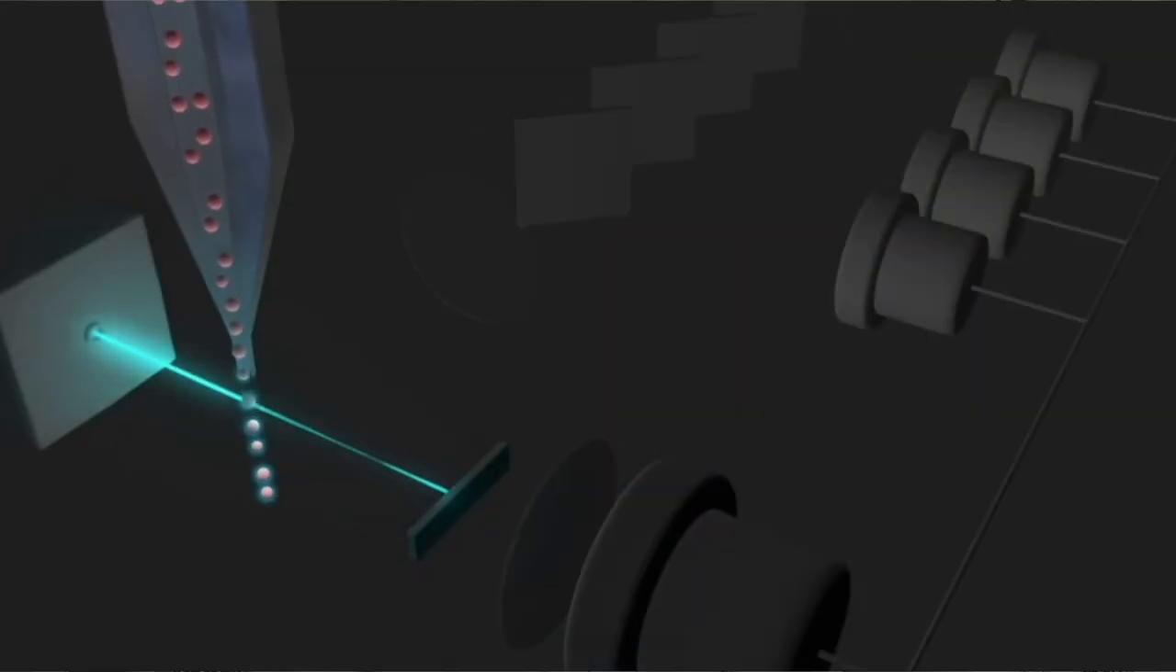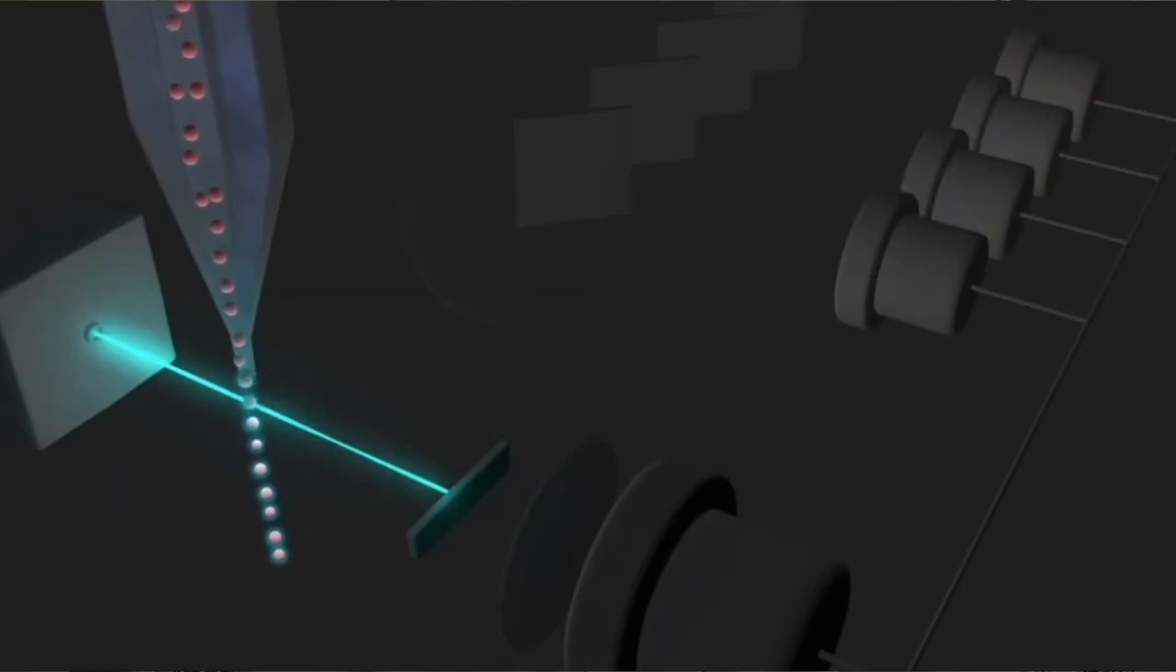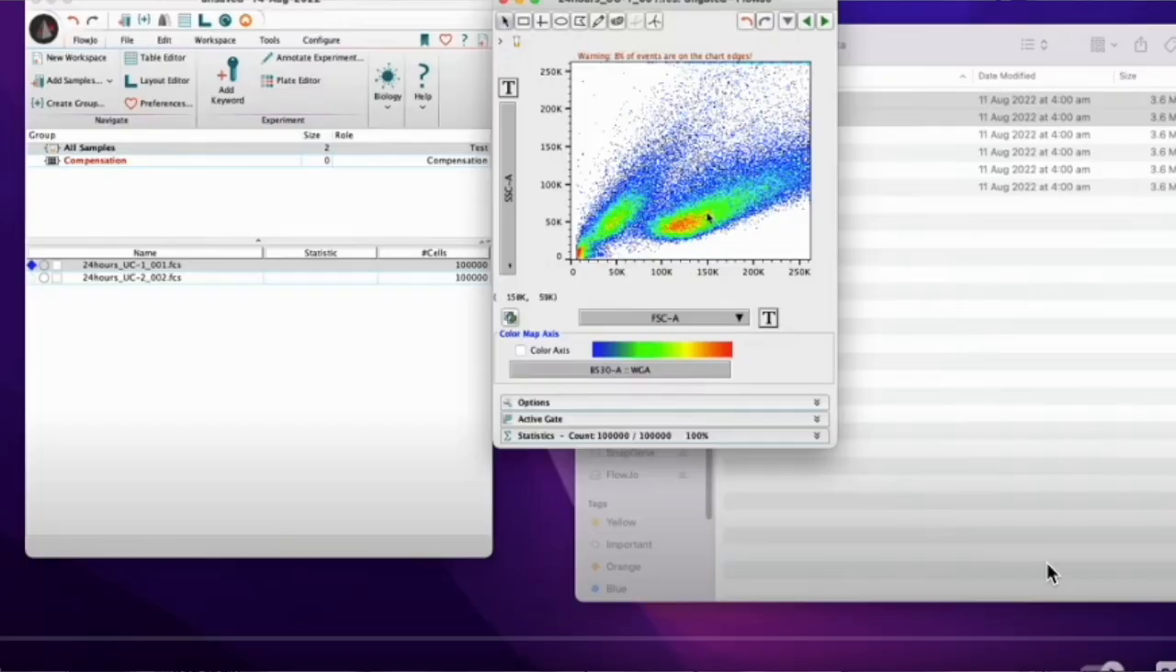The scattered and emitted light is collected by detectors. Detectors could be photomultiplier tubes, or PMTs. Then the signals are converted into digital data, which is done by these electronics. And after we get the digital data, the next step is data analysis.